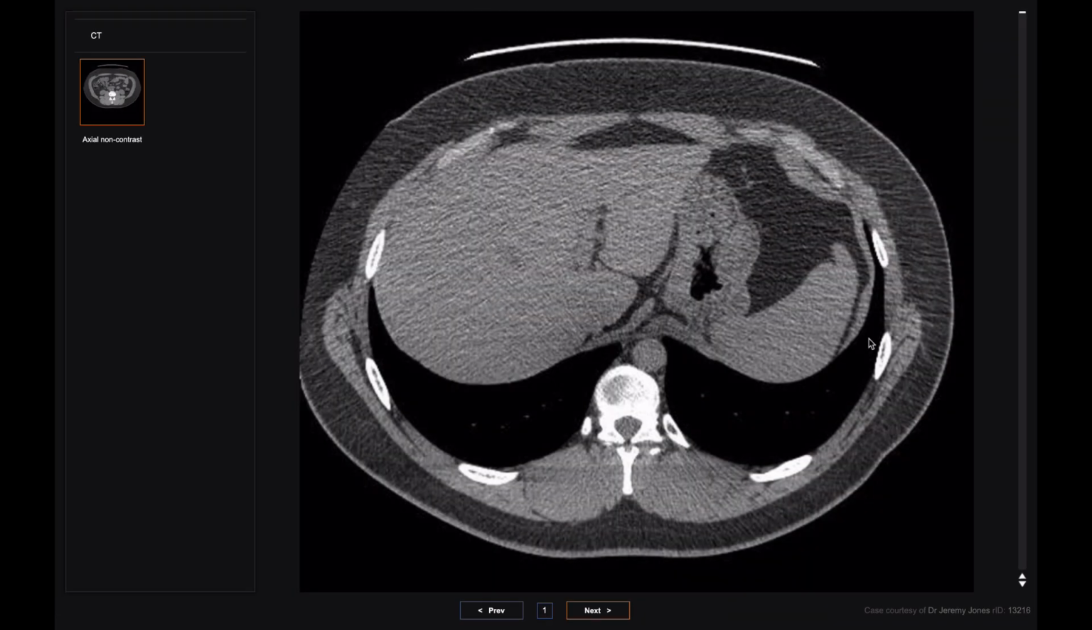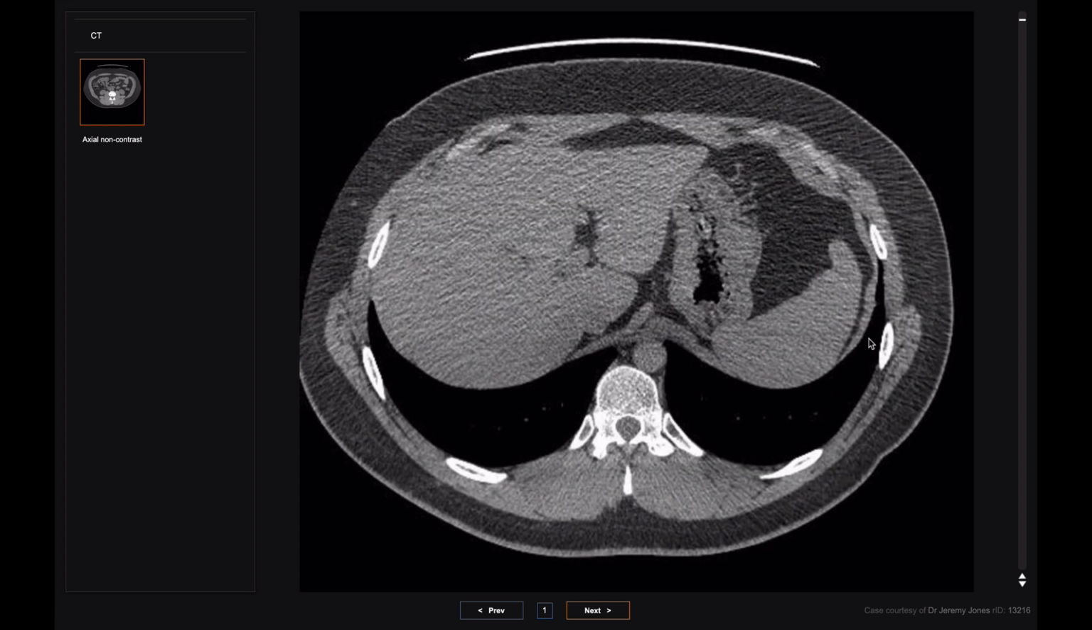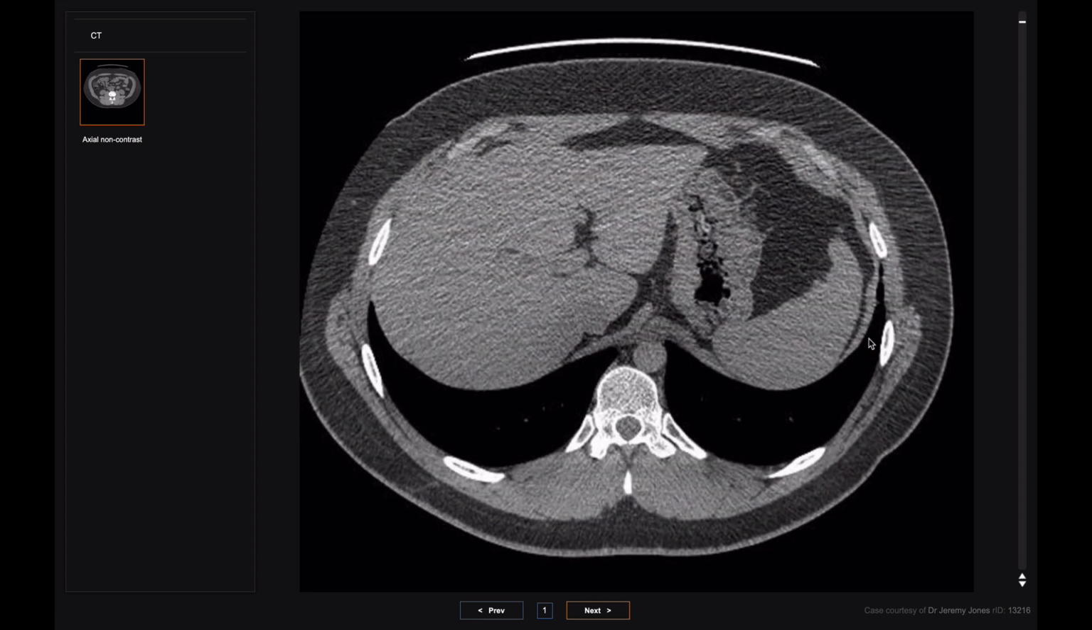So let's start by looking at this CT, which is a non-contrast study, and it's known as a CT-KUB, which stands for kidneys, ureter, and bladder. And this is a study that's done to look for renal or ureteric stones. And I've got another example I'm going to show you in a little while.